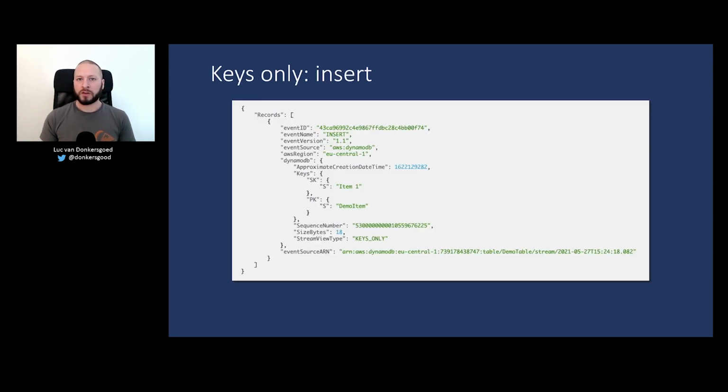If you configure your stream for keys only, and you perform an insert on your database, this is the event that will be sent to a Lambda function. It will have the event name insert. The stream view type is keys only, because that's how we configured it. And it will contain the primary key. So in this case, that consists of a partition key and a sort key of the item that was inserted. But you don't get any data about all the attributes or all the data that was part of the item that was just added to the database.